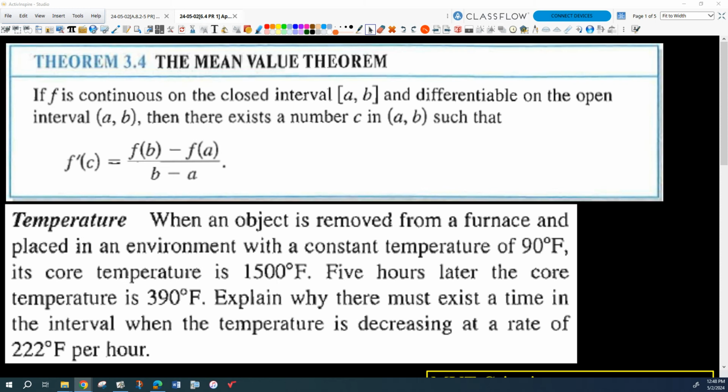Of the stuff we were talking about yesterday, MVT for derivatives. Right. So how could we deal with a problem like this one?